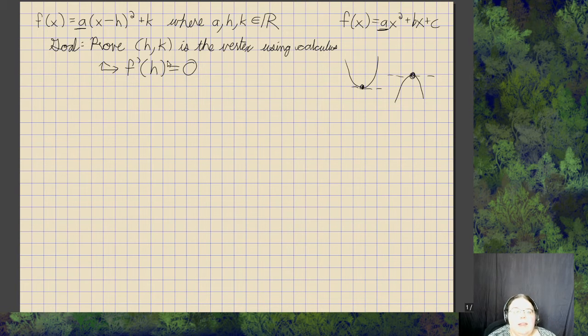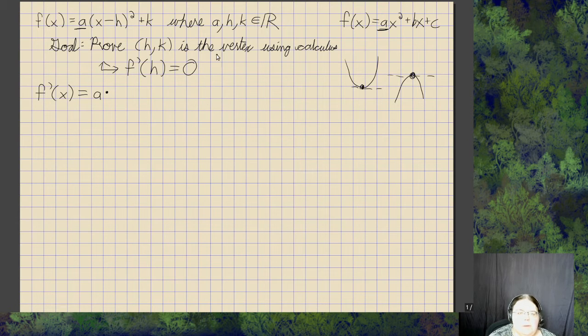We can find that out if we have a formula for that derivative. So we're calculating a derivative, f prime of x. a is just some real number, so that's going to be the constant factor rule. Now we've got x minus h squared, so we need some chain rule in here.